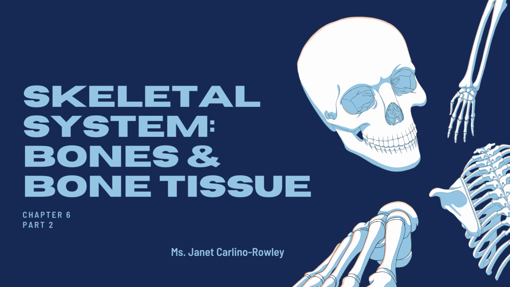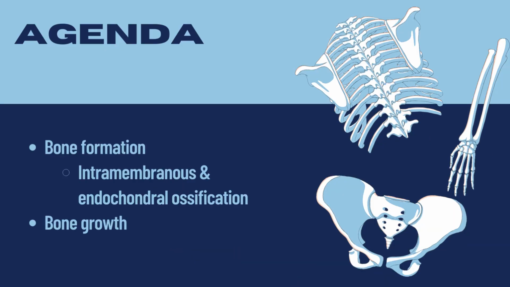This is part 2 of Chapter 6, the Skeletal System, Bones and Bone Tissue. In this video, we will cover bone formation, including intramembranous and endochondral ossification. We will also briefly touch on bone growth.